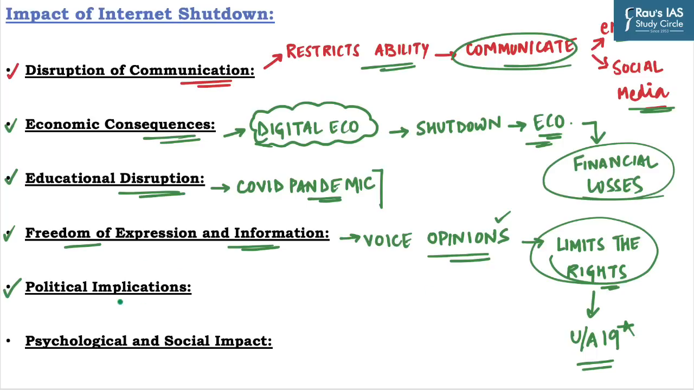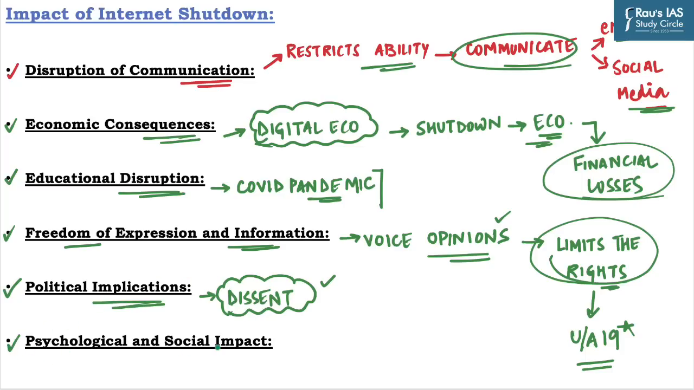The fifth one is political implications. Internet shutdowns are often employed as a means of controlling information flow and suppressing dissent. And mostly, the shutdowns have been implemented during protests, elections, or instances of civil unrest. By restricting access to social media platforms and messaging apps, government can impede the organization and coordination of protests and maintain control over the narrative. So it is a serious concern regarding internet shutdown.